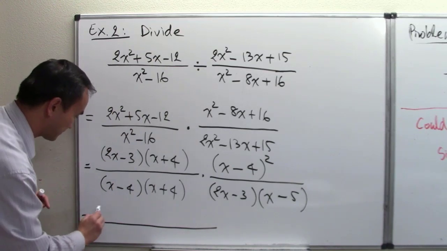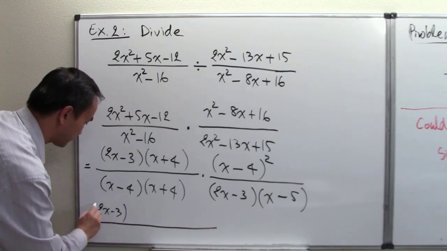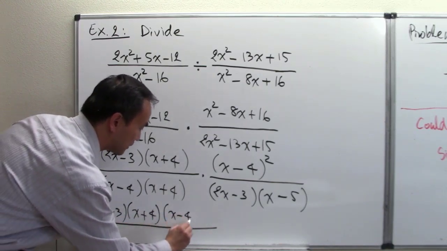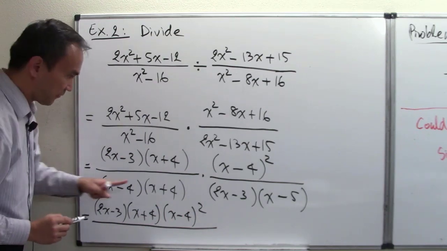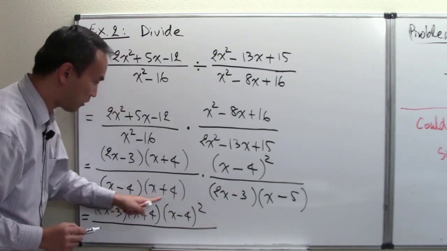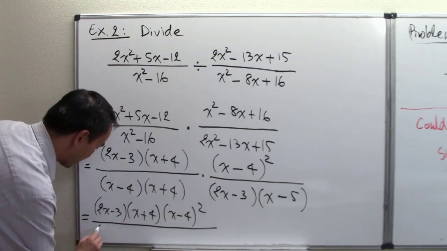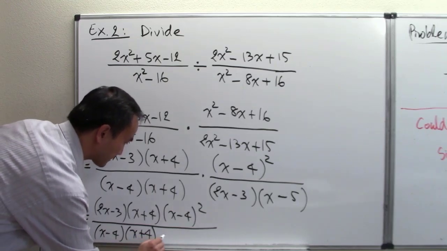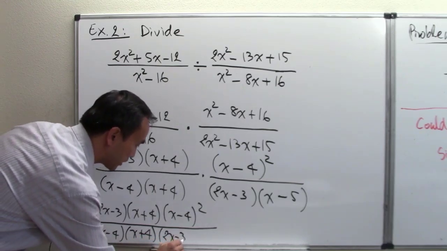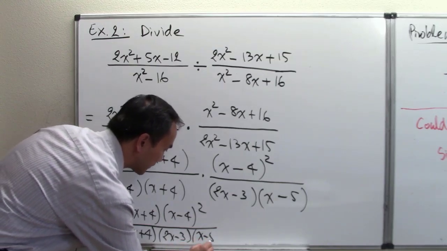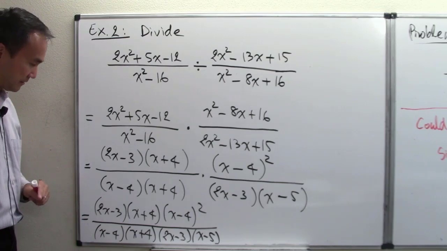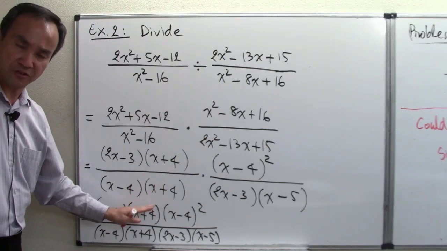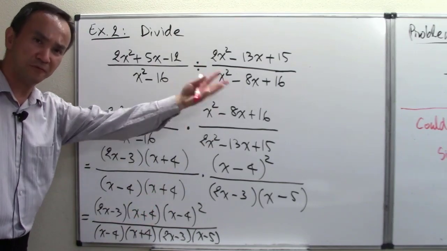So now I'm going to have (2x minus 3) in product with (x plus 4) in product with (x minus 4) all squared. The final denominator is a product of all these factors brought together: (x minus 4) times (x plus 4) times (2x minus 3) and times (x minus 5). So that's our final denominator. With this final rational expression, we have done up to step 3 of the method.